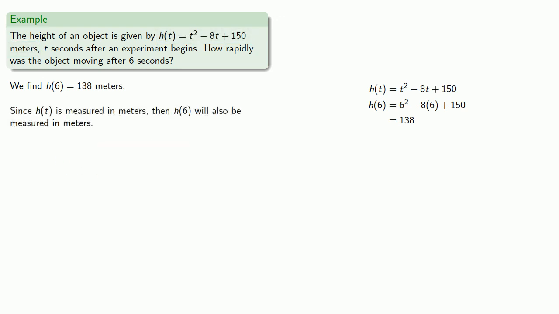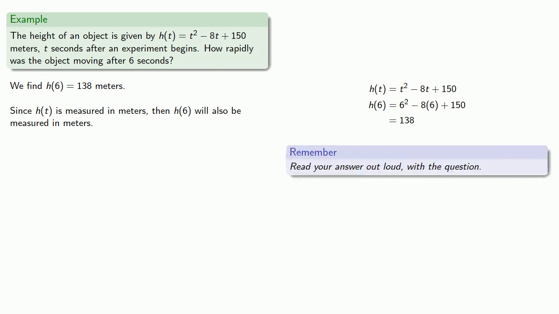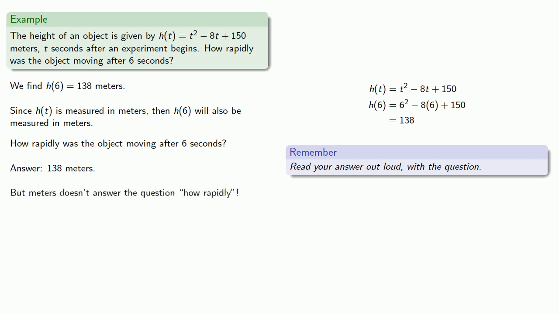Now, before we box in this answer and turn in our work, let's remember something useful. Read your answer out loud with the question. And so here the question, how rapidly was the object moving after 6 seconds? The answer, 138 meters. And it's important to recognize that this answer of 138 meters doesn't really answer the question, how rapidly? So even if this number is correct, it's not an answer to our question.